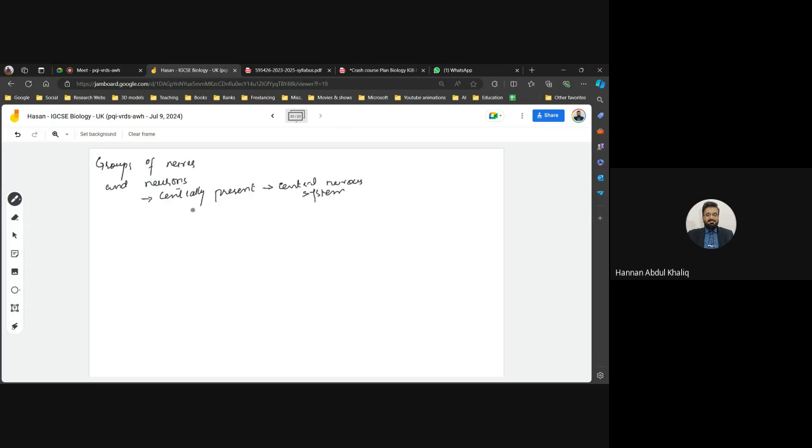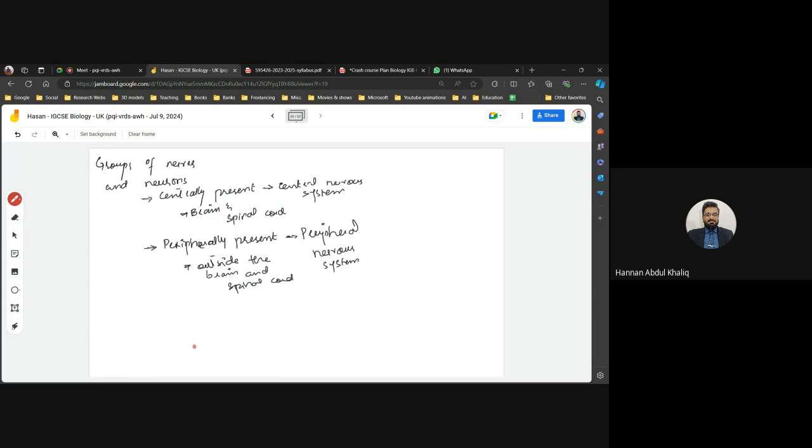And those nerves and neurons are located inside the brain and spinal cord. While the groups of nerves and neurons which are peripherally present, peripherally present means that they are present outside the brain and spinal cord. So they would be called the peripheral nervous system.